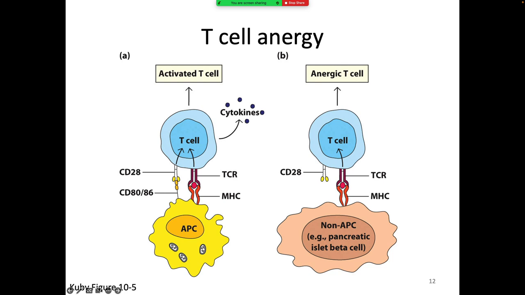You've heard about the state of anergy previously when we talked about B cells, because one of our outcomes for B cells in the bone marrow is that B cells can go to the state of anergy. So what was the state of anergy? What does that mean?